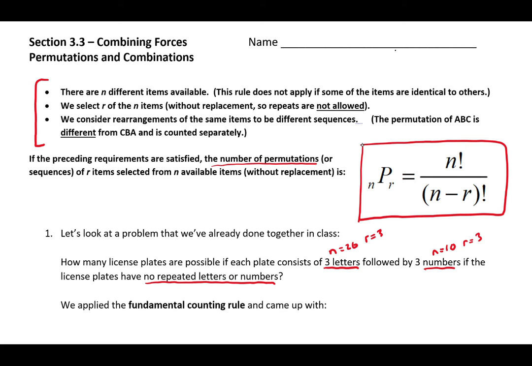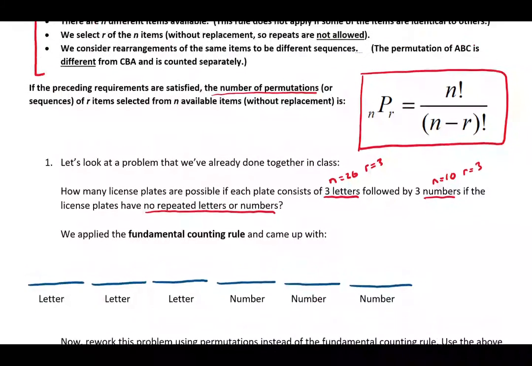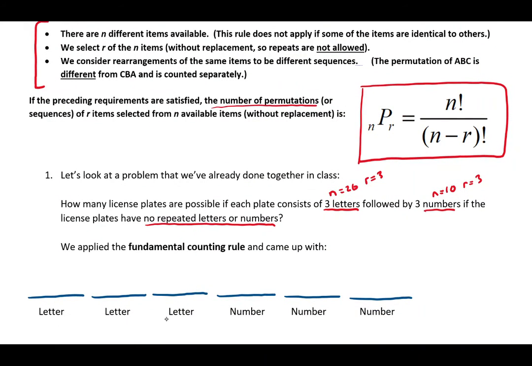Okay, so back to the license plate. How many license plates are possible? Well, we've done this problem previously using the fundamental counting rule. And the fundamental counting rule says we look at each selection individually, so each of the 3 letters individually and each of the 3 numbers individually. And we go character by character and look at how many choices we have at each step in the sequence. This would be a 6-step sequence. Our license plate has 3 letters followed by 3 numbers: letter number 1, letter number 2, letter number 3, number 1, number 2, number 3. So that's a 6-step sequence.